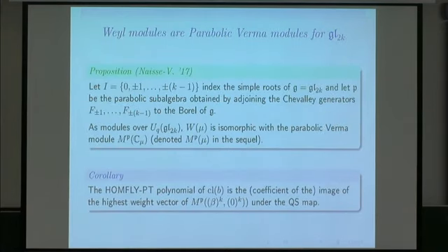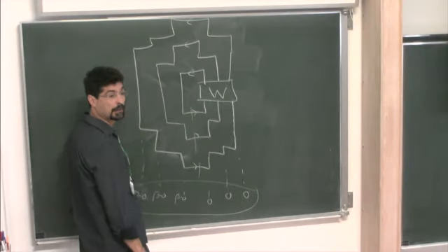Okay, now let's define a parabolic for this case. So let's index the simple roots from minus k plus 1 to k minus 1. And to define a parabolic, let's just join all these Chevalley generators to the Borel. So you see we left F0 out. So we join everything except F0. Remember that F0 are the guys here.